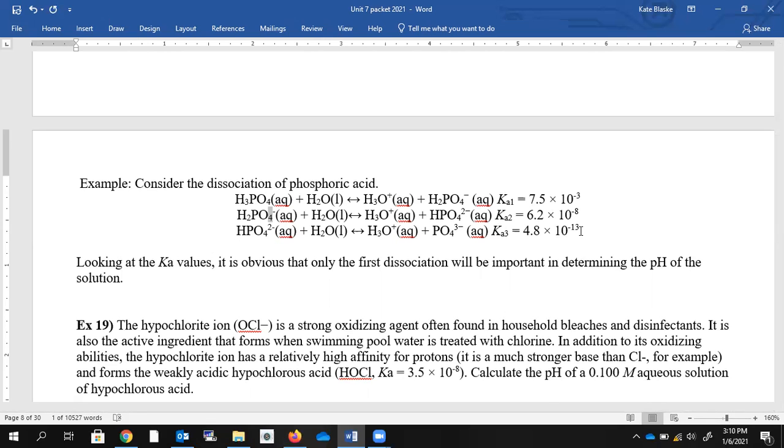But for the most part, the dissociation that is going to have the most impact on our pH is the one that is most likely to happen. In this case, that is the first step, donating away that first proton. So if we ever have to do any calculations about polyprotic acids, we're really only going to focus on that very first proton donation. If we needed to calculate the pH of a phosphoric acid solution, we would just use the Ka for step 1.